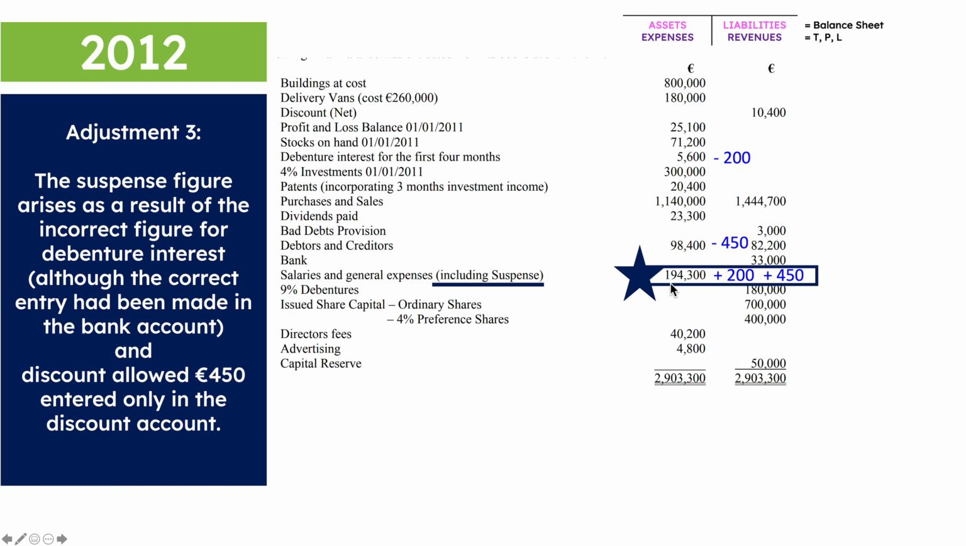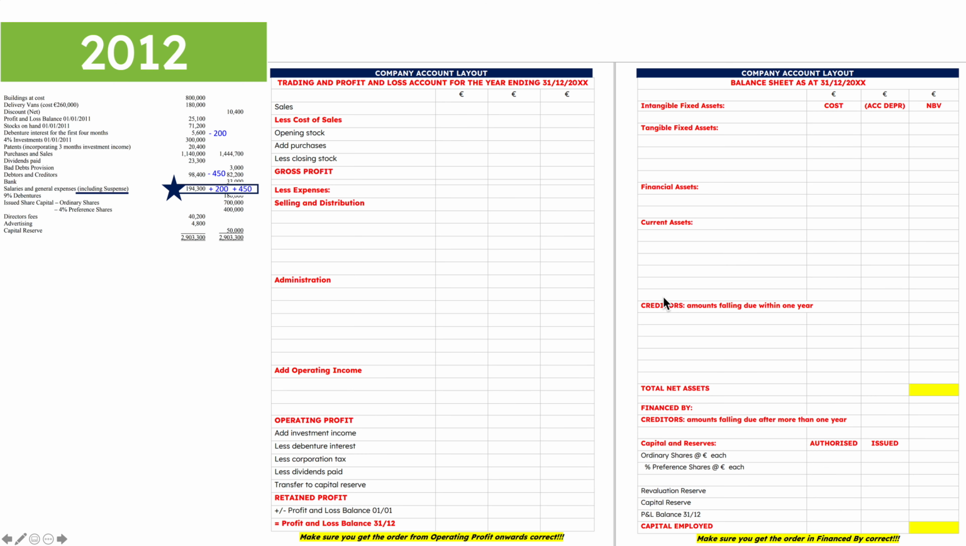So let's have a look and see how that goes into our accounts. So we have debenture interest due, we minus the 54,000 instead of the 56, which was incorrect. Then we have our debtors, 98,400 minus 450. And then we have salaries and general expenses, 194,300 plus 200 plus 450.